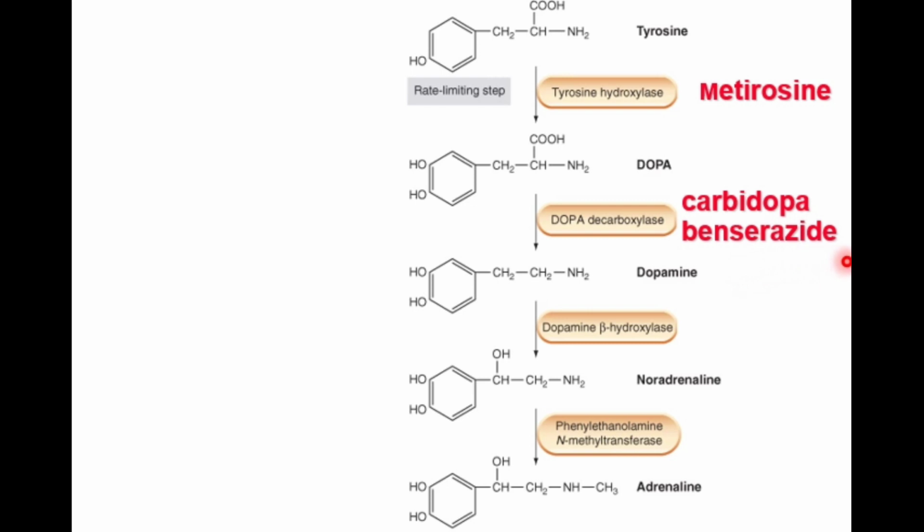Carbidopa and benserazide are inhibitors of dopa decarboxylase. These drugs are relatively large hydrophilic molecules and do not enter the brain. Therefore, they only inhibit peripherally located dopa decarboxylase. L-dopa, or levodopa, is a drug of choice in medical treatment of Parkinson's disease.